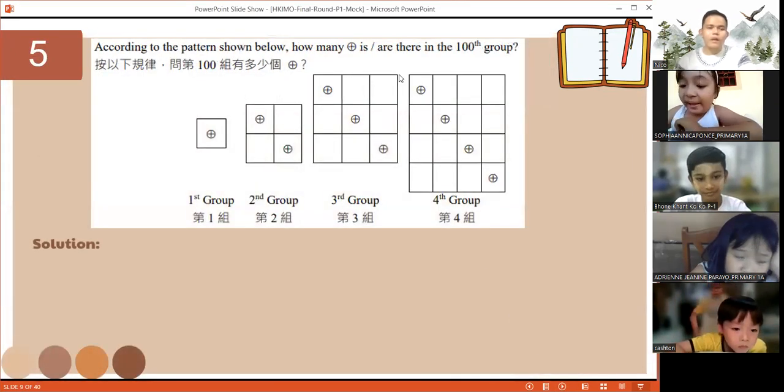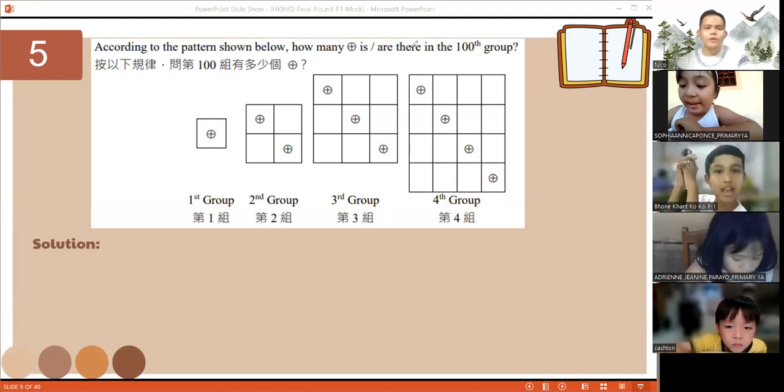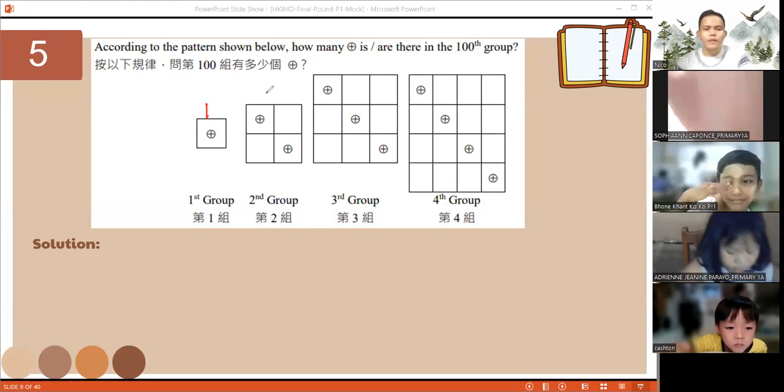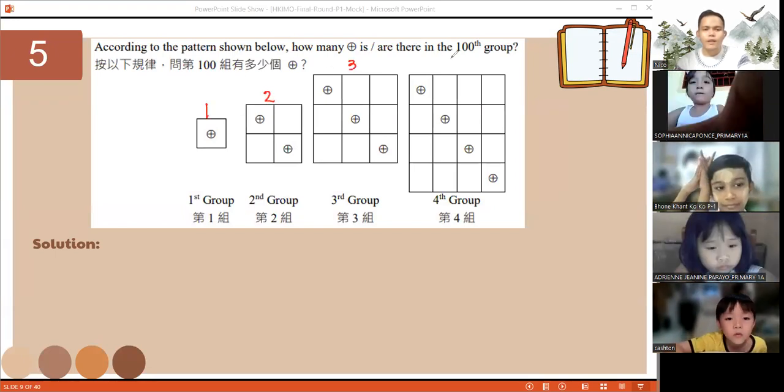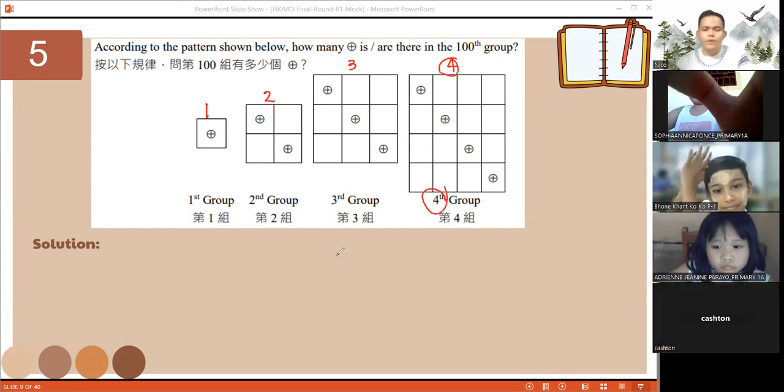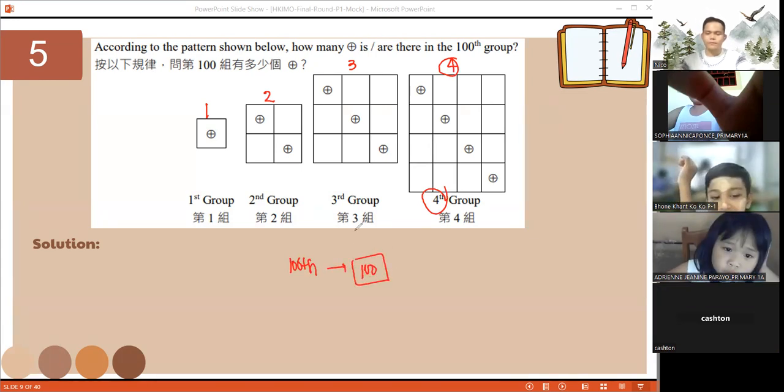According to the pattern shown below, how many of these figures are there in the 100 group? So what do you notice here? This is 1, this is 2, this is 3, this is 4. So on the fourth group, there are 4. So automatically, on the 100 group, there will be 100. So the answer is 100.